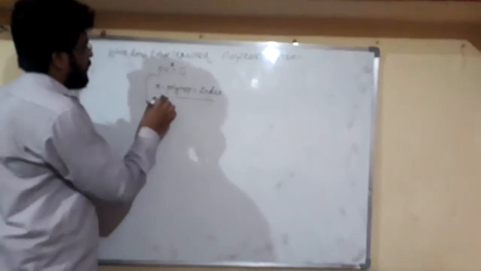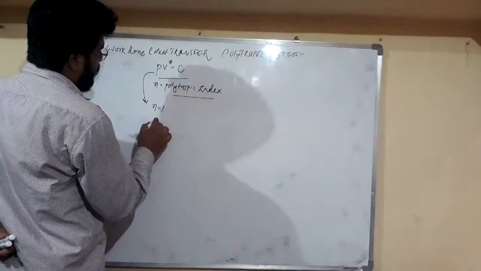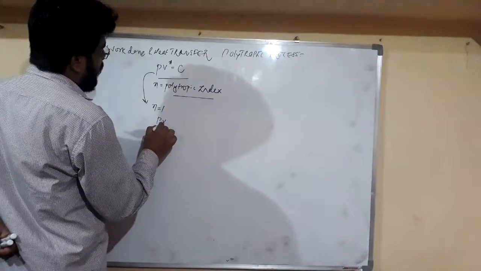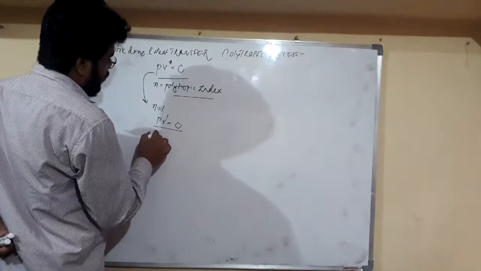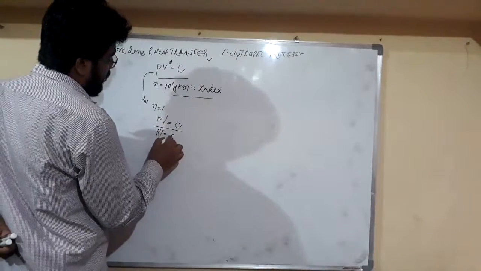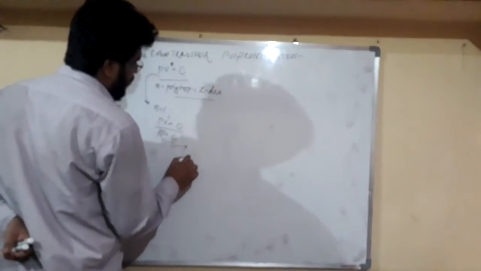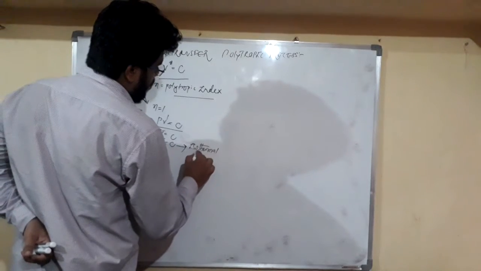Dear friends, this is our general equation, PV^n equals constant. If we take n equals 1, then our equation becomes PV equals constant. And by using PV equals mRT, RT becomes constant. Here T is equal to constant, friends. And if T is constant, then it is called an isothermal process.